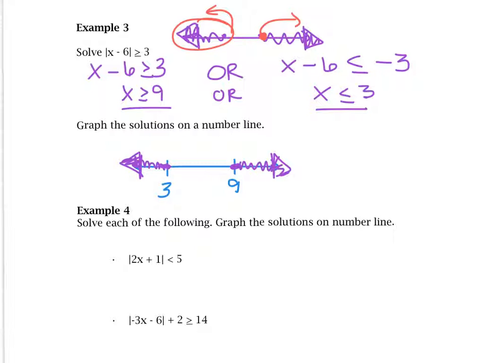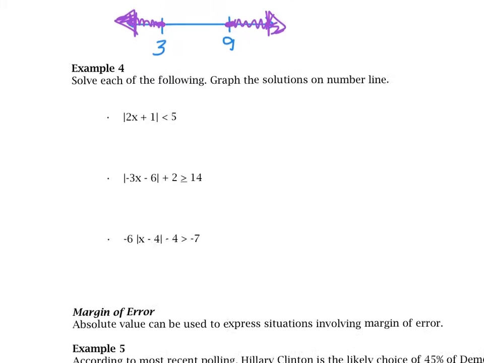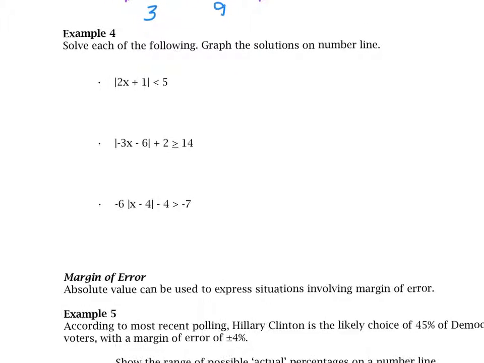Okay, so let's jump in and just do some straight up solving here. And our number lines are going to be pretty bare bones. Okay, don't feel like you have to get real fancy here. So with this first one, absolute value of 2x plus 1 is less than 5. I would start this as saying 2x plus 1 could be less than 5. Whoops, didn't mean to do that. Equals there.